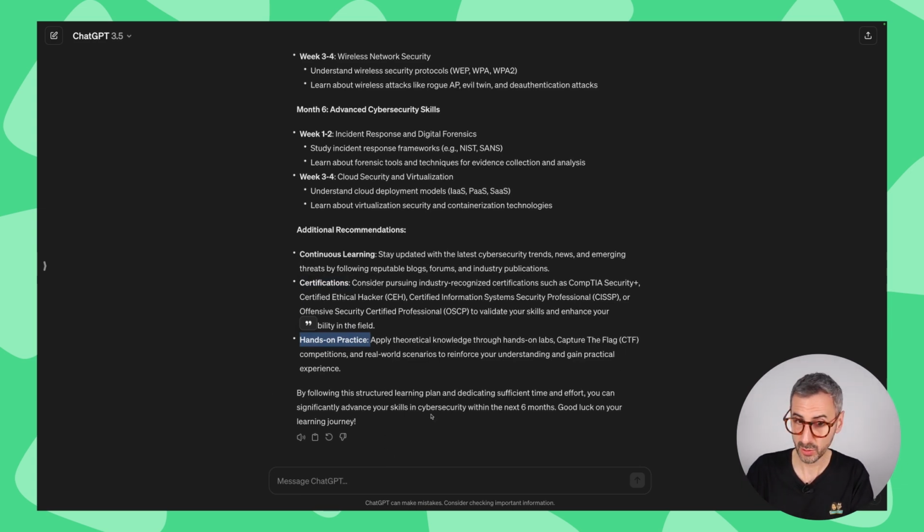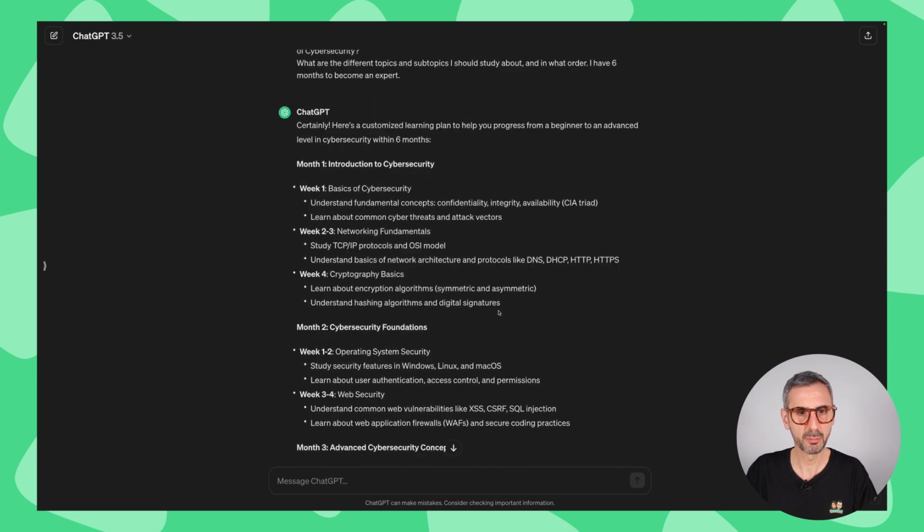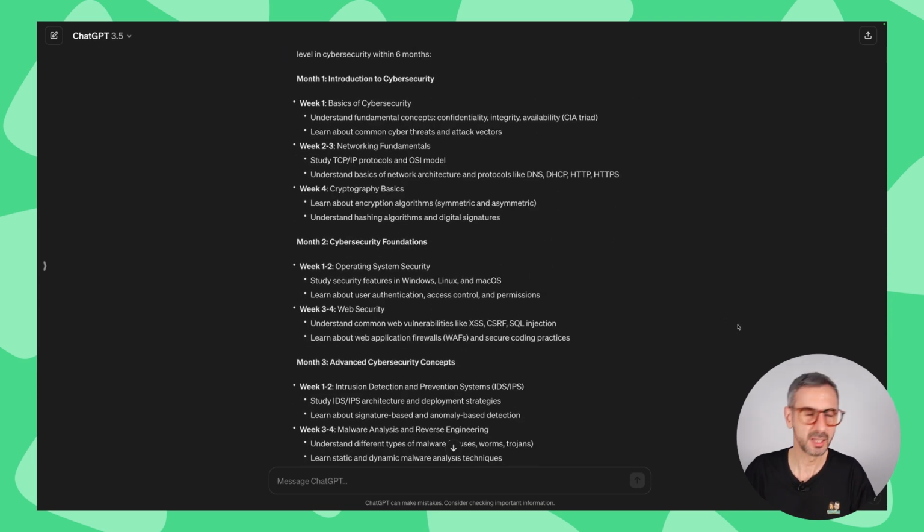By following this structured learning plan and dedicating sufficient time and effort, you can significantly advance your skills in cybersecurity within the next 6 months. Good luck on your learning journey. All right, so this is pretty complete, I would say. Obviously, I can take this as my starting point, and then for each month or even each week, ask ChatGPT to develop a much more detailed plan.